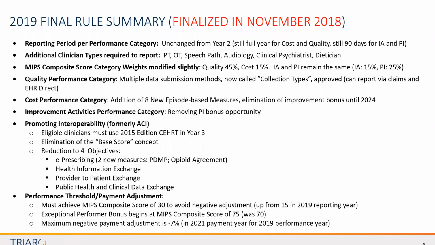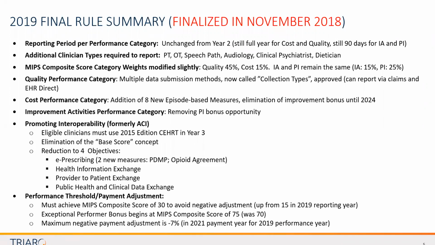And there's some new measures that are giving us an opportunity for some bonus. So in the e-prescribing measure, PDMP and the opioid treatment agreement plan. We will dive into those in great detail. Health information exchange, provider to patient exchange, and public health and clinical data exchange. Those are the 4 objectives, measures that roll up under each of those objectives, and we'll review those in a minute.